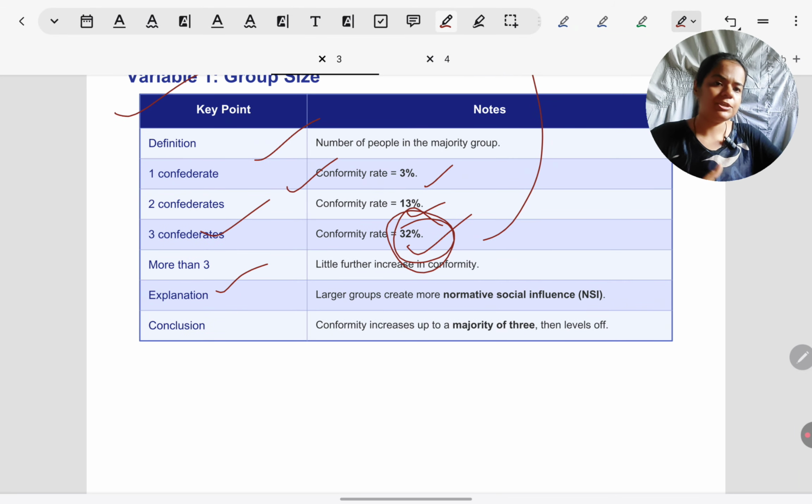So what did Asch interpret from this? He interpreted that the greater the group size, the more normative social influence, more group pressure that people feel, more that they start fearing rejection because so many people in front of them are opposing them. So conformity increases, but we have to remember the caveat: up to a certain limit. So it levels off after a group size of 3.